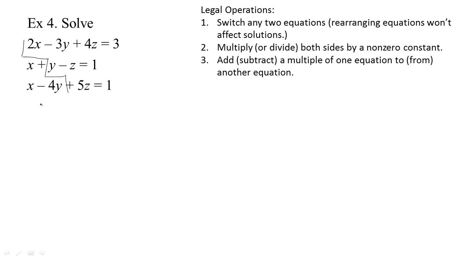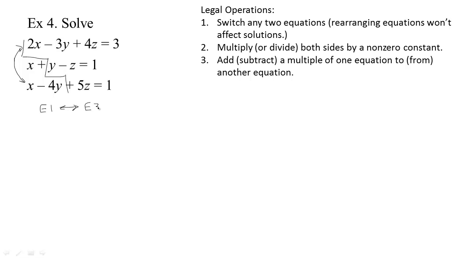So looking at this, I can see I could take 1/2 of the first equation and subtract it from the second and also from the third to make the x's disappear, but that would require me to work with a fraction. So just for ease of computation, I'll probably switch equation 1 with equation 3.